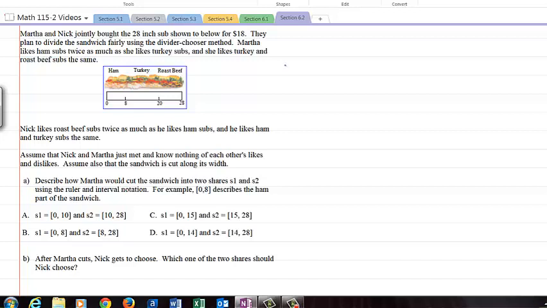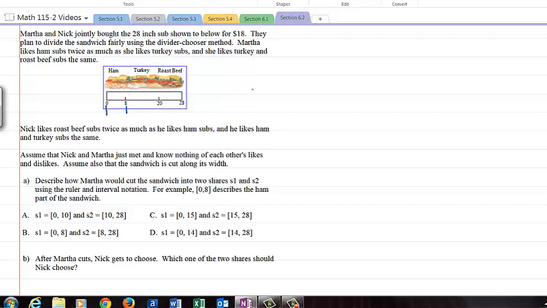Describe how Martha would cut the sandwich into two shares, S1 and S2, using the ruler and interval notation. By ruler, they mean the ruler here in the picture. For example, 0 to 8 describes the ham part of the sandwich. Martha is the divider, so we need to consider how she values things first. She values ham twice as much as turkey and roast beef, which she values equally.